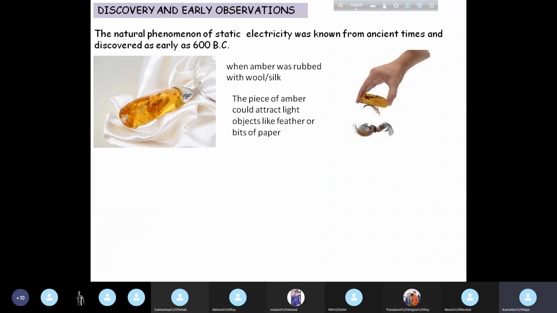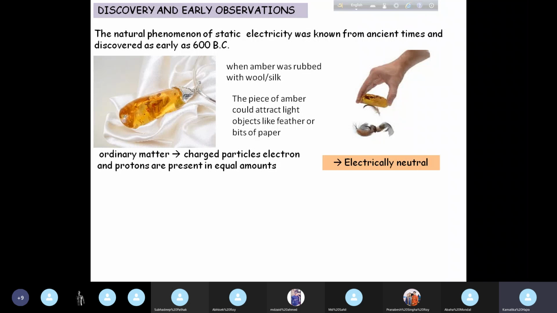Okay, so now ordinary matter, we know that in ordinary matter the charged particles, that are electrons or protons, are present in equal amounts, right? In an atom there is an equal amount of electrons and protons given by the atomic number of that particular element, and therefore any ordinary matter is electrically neutral because the number of positively charged protons and the number of negatively charged electrons in the atom are equal, hence rendering the object electrically neutral.